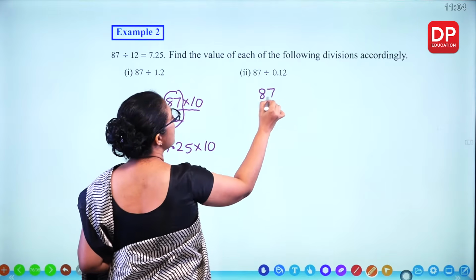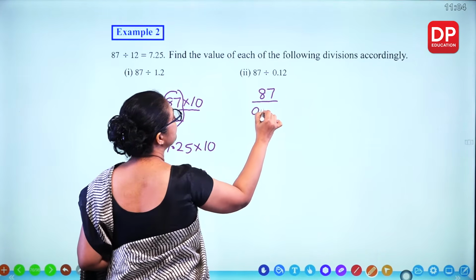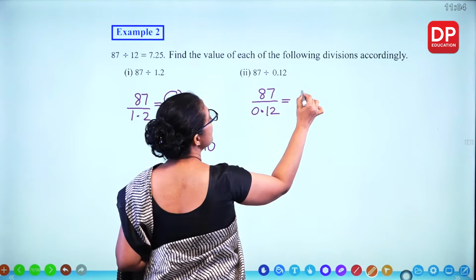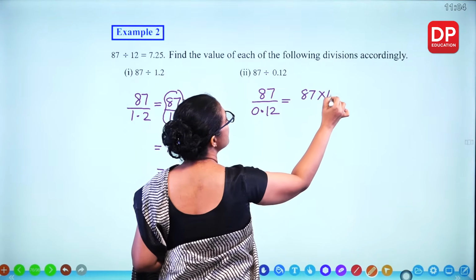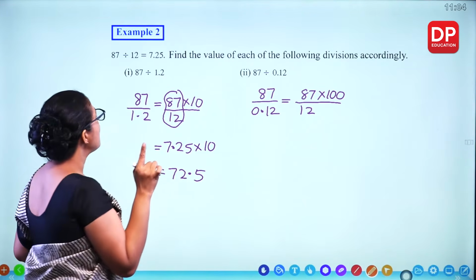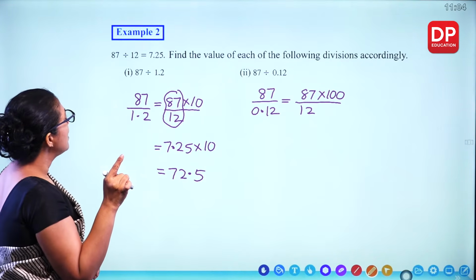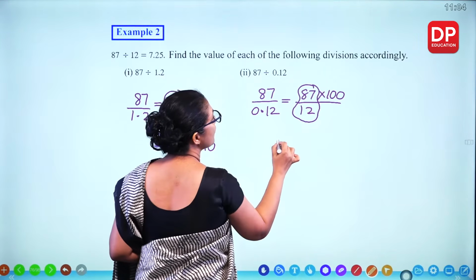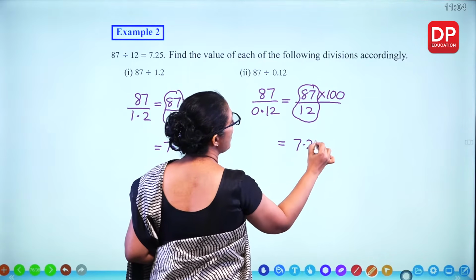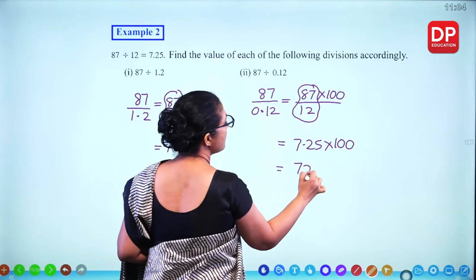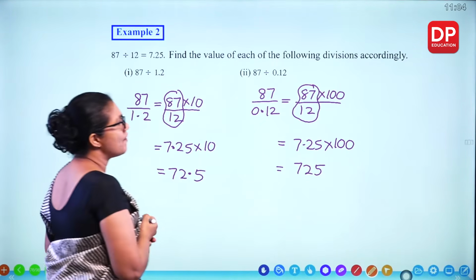87 divided by 0.12. Multiply by 100, you get 87 times 100 over 12. We know 87 divided by 12 is 7.25. So 7.25 multiplied by 100 means that's 725.